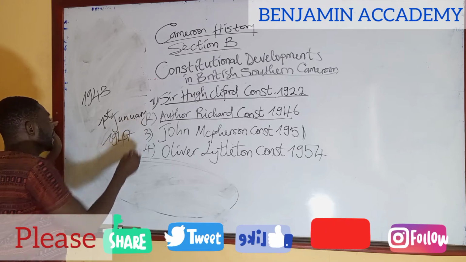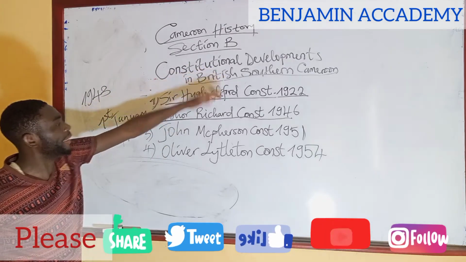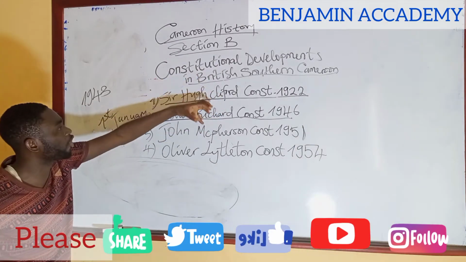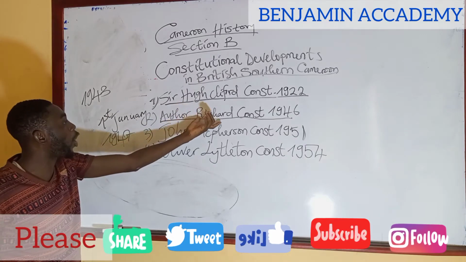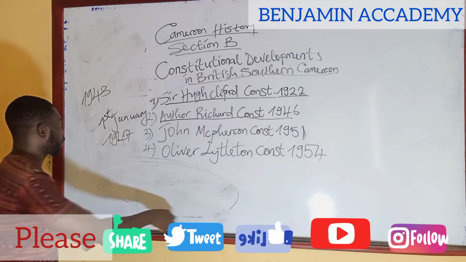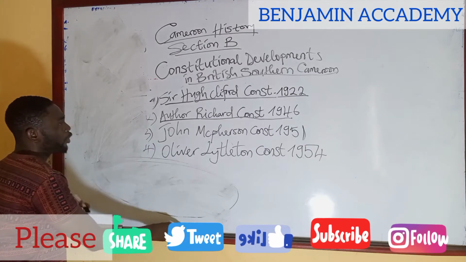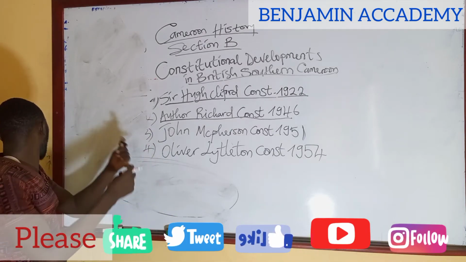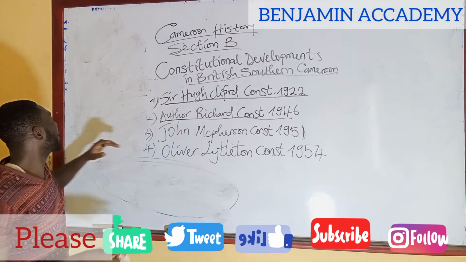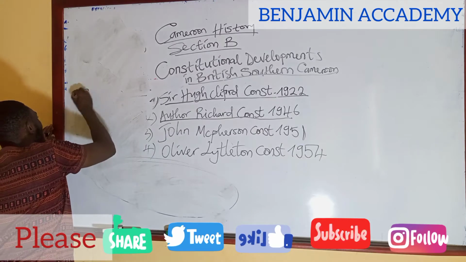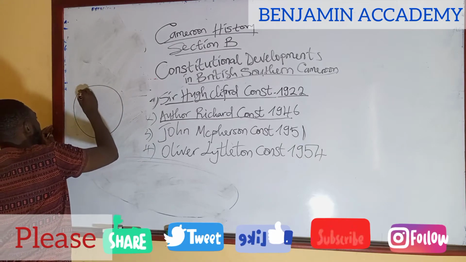Now, let's look at how there was a development in the Richard Constitution. When we talk about development, we talk about changes. From the Clifford Constitution, what were the changes that occurred in the Richard Constitution? Now, the Richard Constitution came out with some terms. The first term was that Nigeria was divided into 3 different regions.